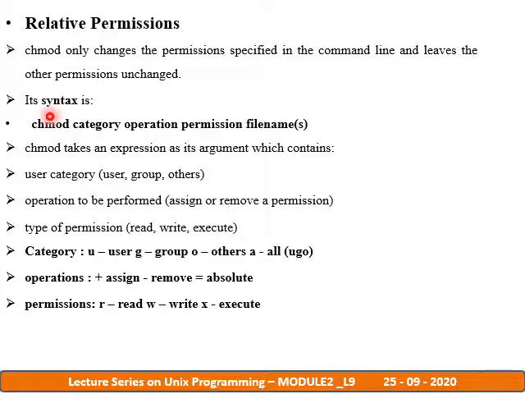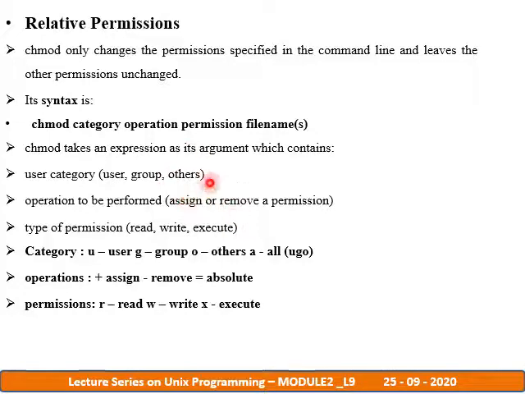Chmod is a command which takes an expression as its argument. Normally the argument for chmod is in the form of an expression that contains a user category. There are three user categories: owner, group owner, and others. Another part is the operation. What operation needs to be performed? Either you assign a permission or you remove a permission.